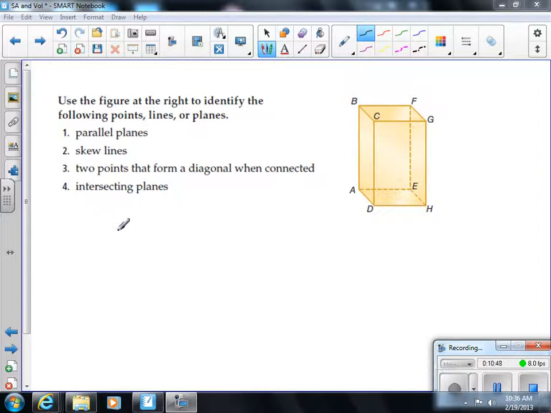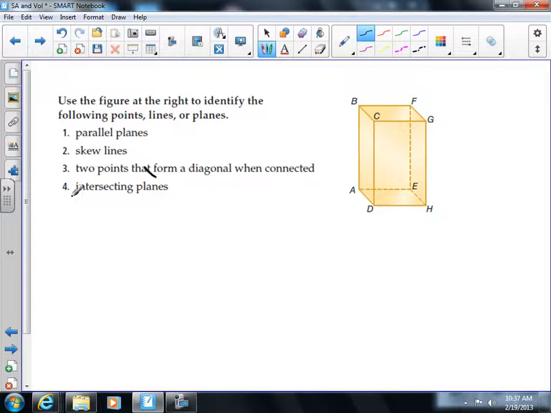All right, let's try just a few more. We're going to use this figure at the right to identify the following points, lines, or planes. Let's identify parallel planes. Okay, one of them would be plane BCDA and plane FGHE. Okay, that's number one.